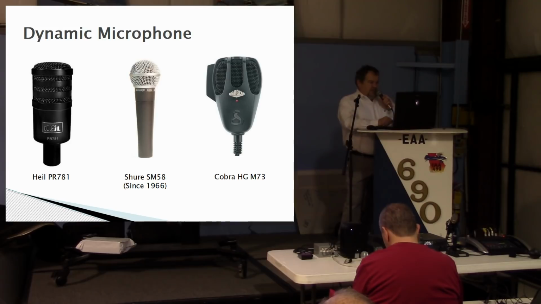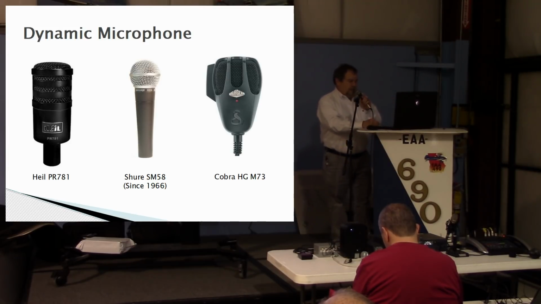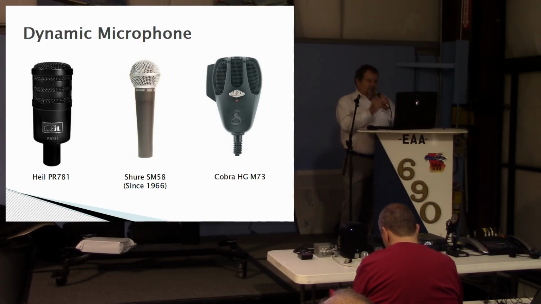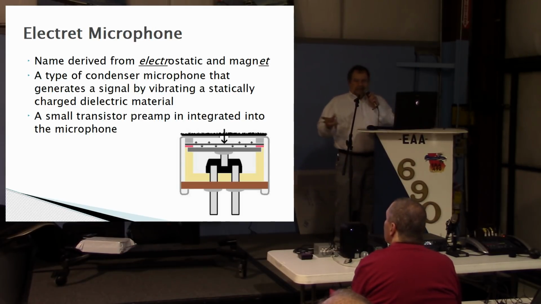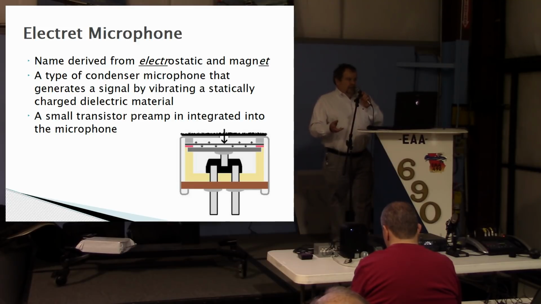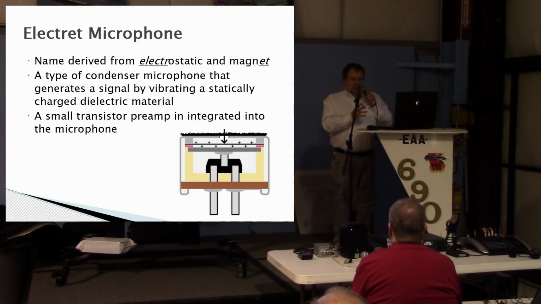Here's some examples of the dynamic, the PR781, great mic. The Shure SM58, as we mentioned. There's no Cobra, a hand mic. You don't see many dynamic mics in the hand mics. In the hand mics, what you usually find is an electret microphone. And this is a form of a condenser microphone.